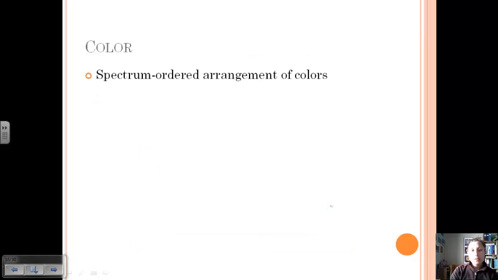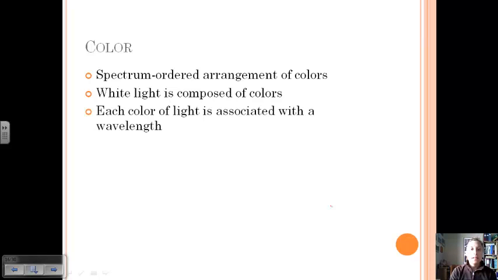The main section that we're going to talk about today involves color. A spectrum is an ordered arrangement of colors. If you think about the visible light spectrum, it always goes red, orange, yellow, green, blue, indigo (sometimes there, sometimes not, there's argument on that), and then violet. This is an ordered arrangement of colors based on energy and wavelength. White light is composed of all colors. So all colors together is white light.